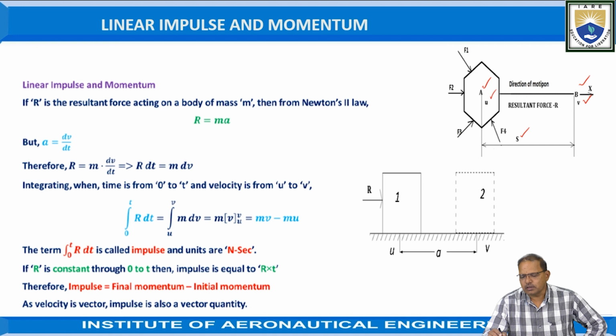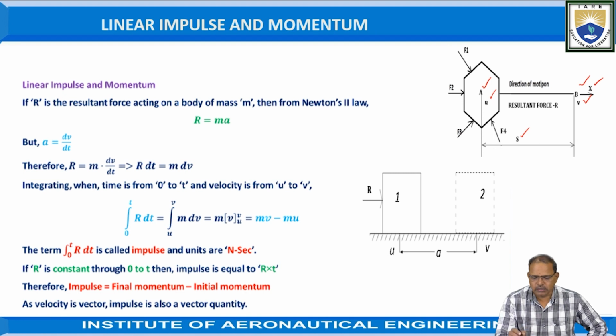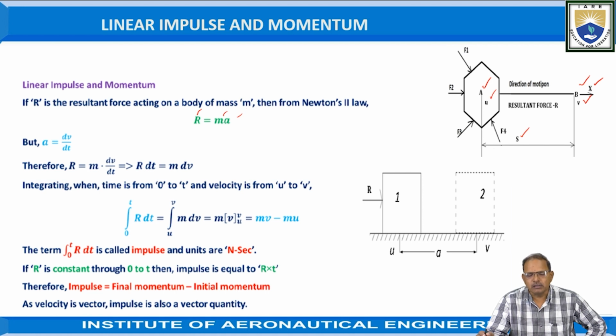Now, since the body is moving toward the right-hand side with an acceleration of a, the resultant of all the forces F1, F2, F3, F4, say R, always acts in the direction of motion of the body, represented here as X. So, we can write the equation as R is equal to M into A, where M is the mass of the body and A is the acceleration with which the body is moving.